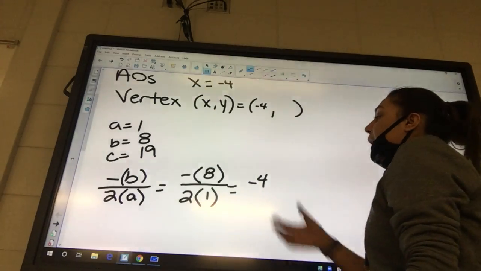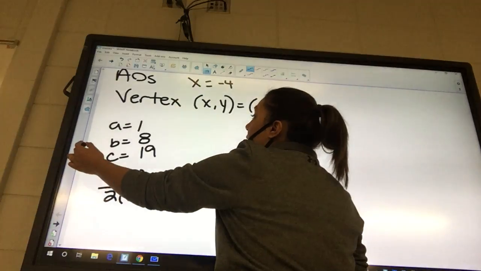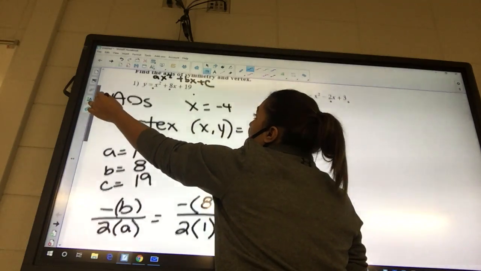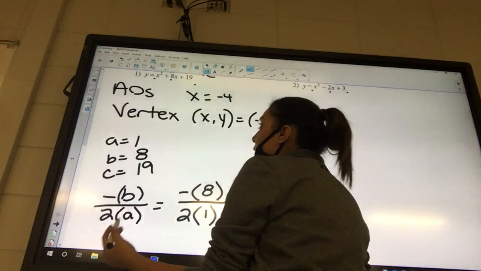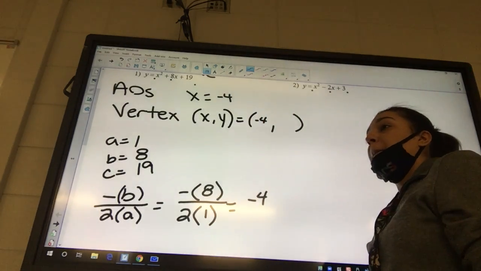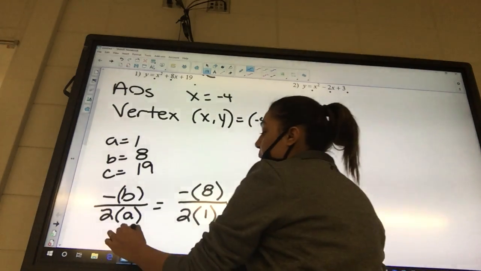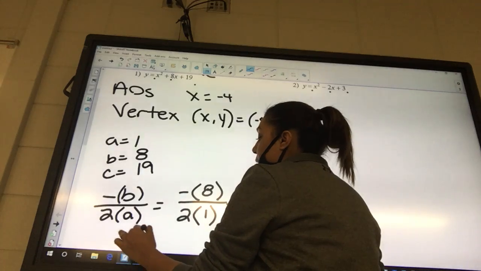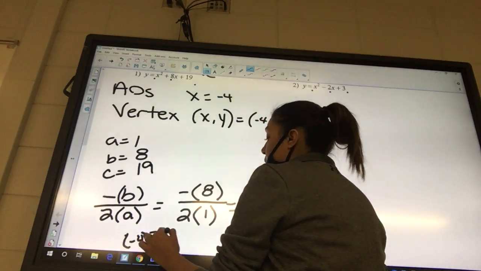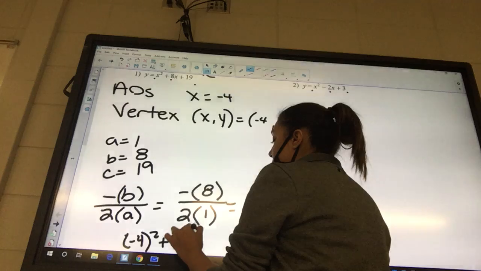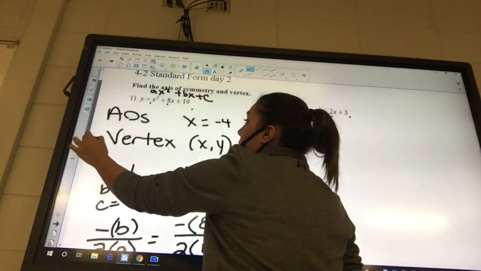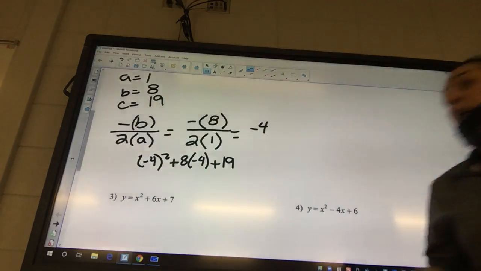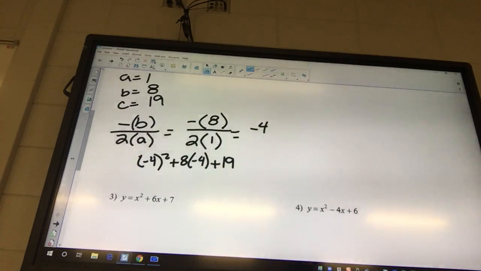Okay, so we take this -4 and we're going to plug it into our equation up here. Our equation is x squared plus 8x plus 19. Everywhere there's an x, we should be plugging in what? -4. And we're going to be using parentheses. So it's going to be (-4) squared plus 8 times -4 plus 19. Take a second, figure out how I got there. Then plug that in your calculator and it's going to spit it out for you.